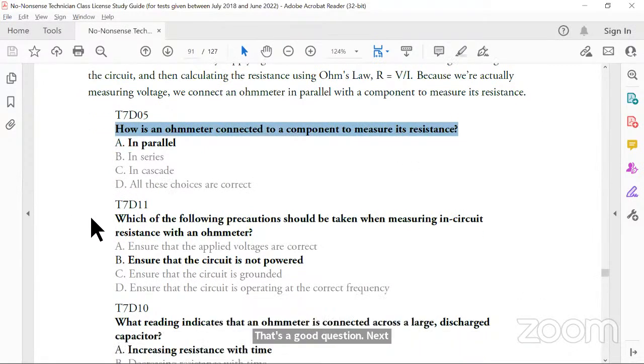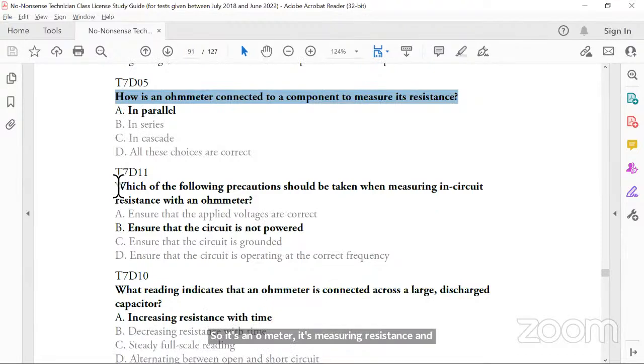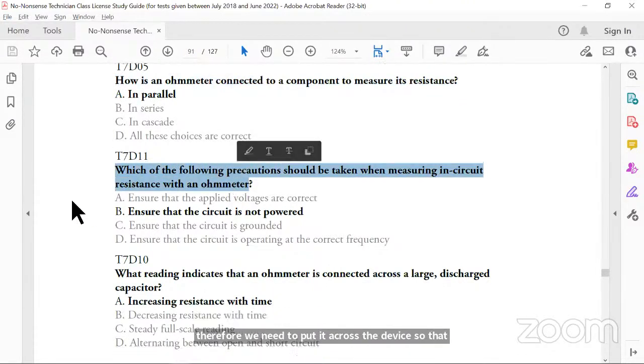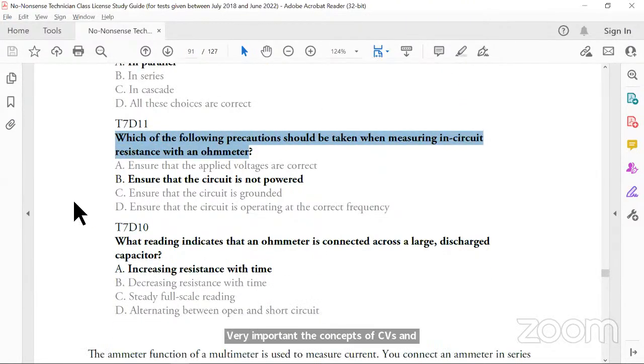How is an ohm meter connected to a component to measure its resistance? So it's an ohm meter, it's measuring resistance, and therefore we need to put it across the device, so that is in parallel. See how important the concepts of series and parallel come in understanding and troubleshooting and answering exam questions.